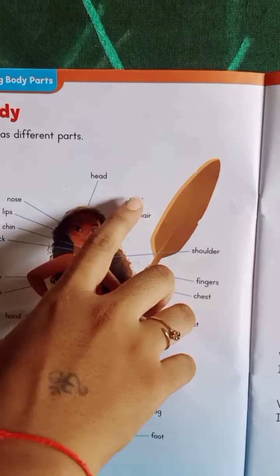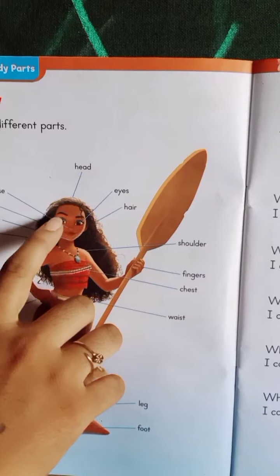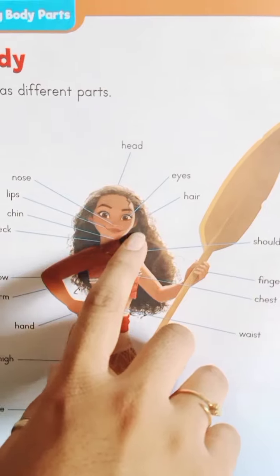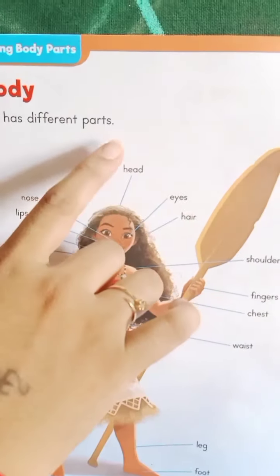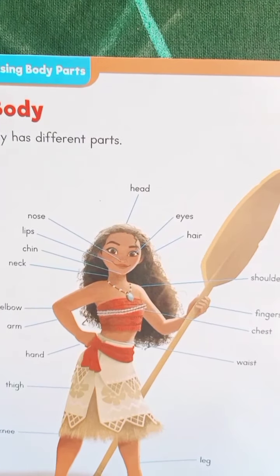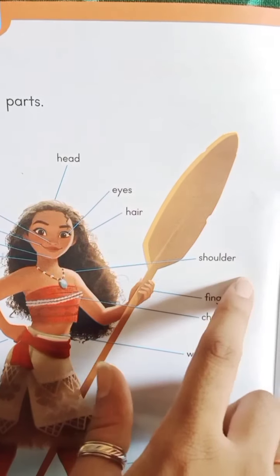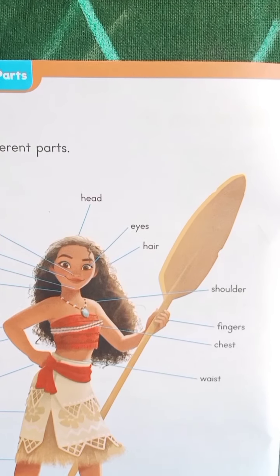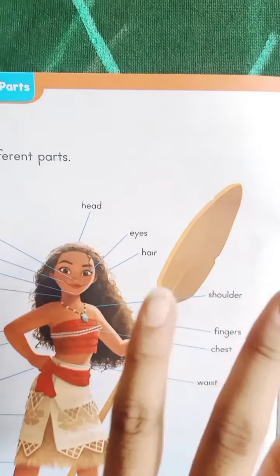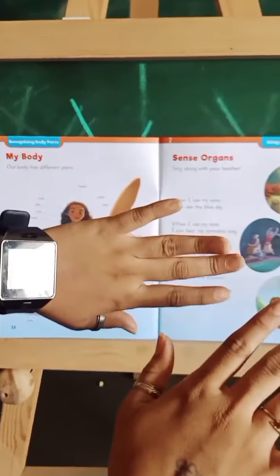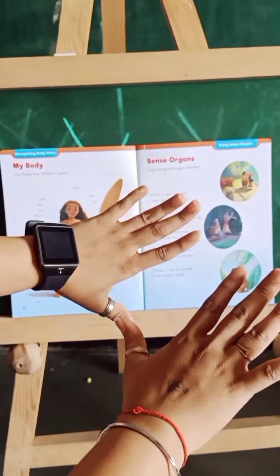Okay. So next, eyes. We have two eyes. And then hair. Head के ऊपर का जो part होता है, उसे हम hair बोलते हैं. Okay. Shoulder. We have two shoulders. Okay? And then fingers. We have 10 fingers. Okay?